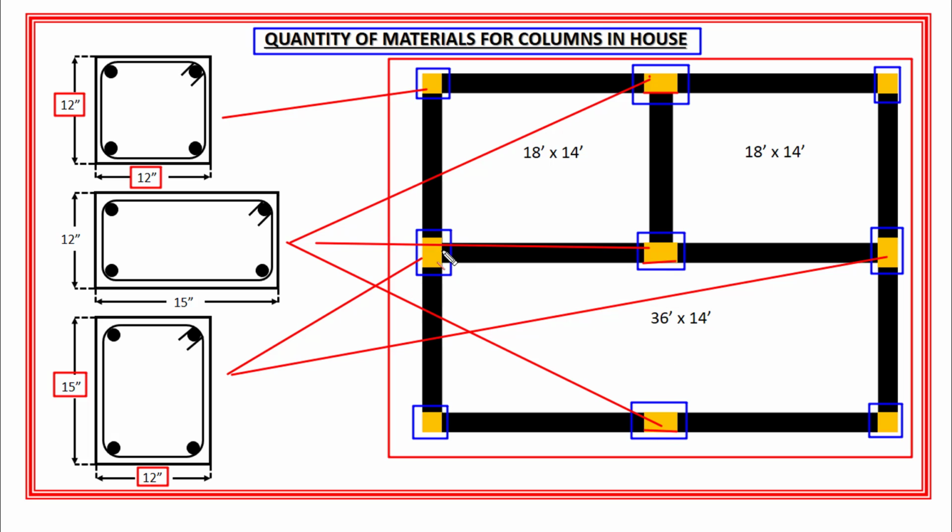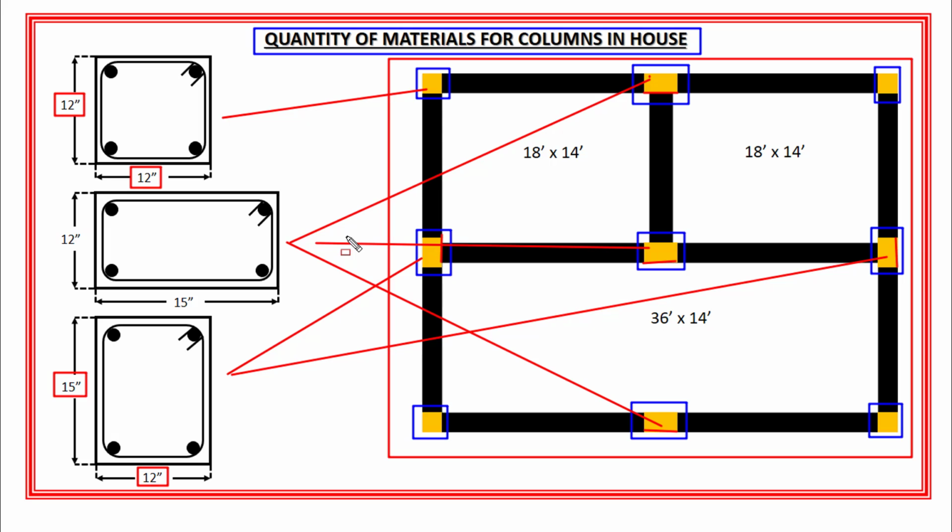And if you look at these two rectangular columns, you will see that these two rectangular columns are placed in this direction, right? So I hope you will understand about the size and placement of these rectangular columns. And still, if you have any confusion, then please let me know in the comment section.